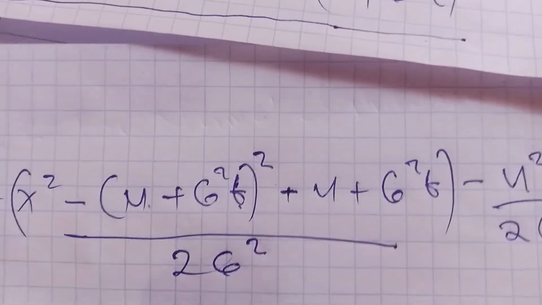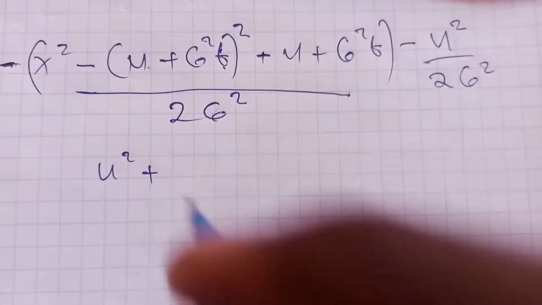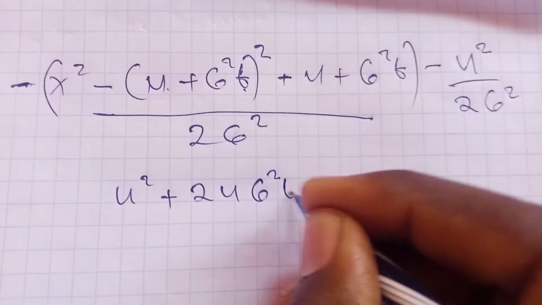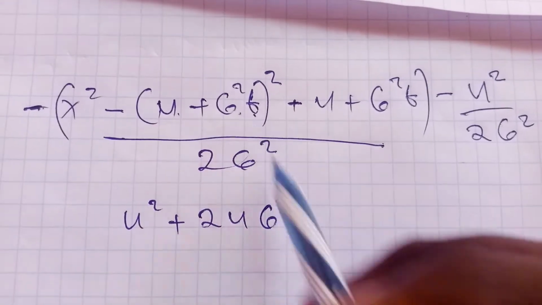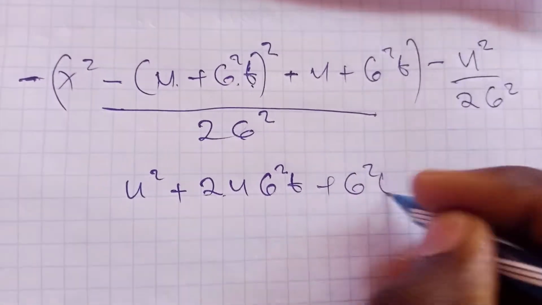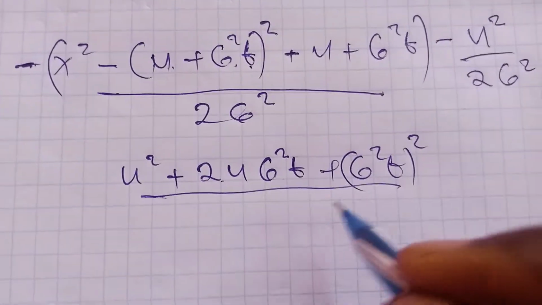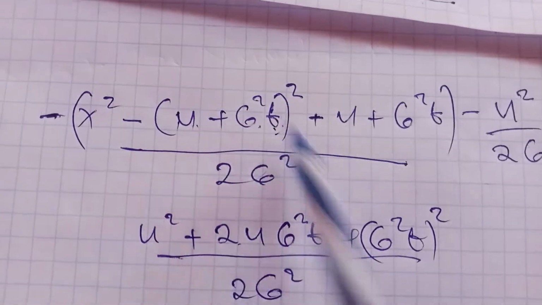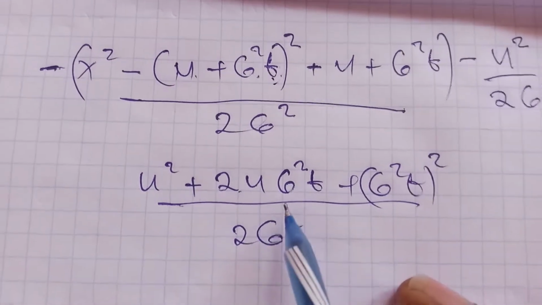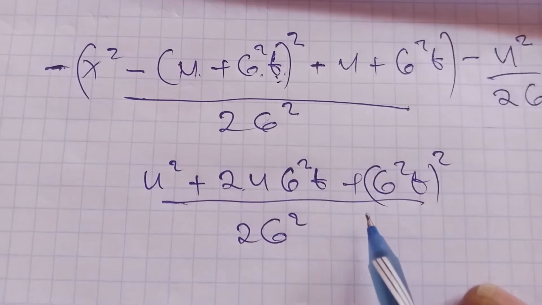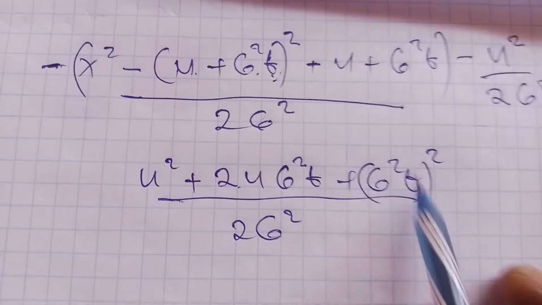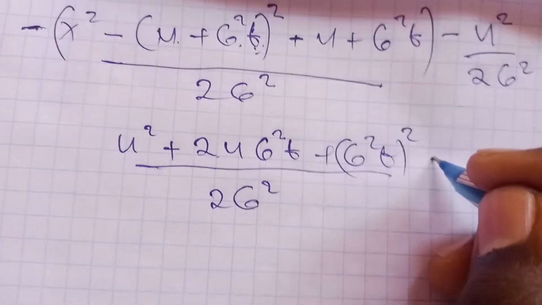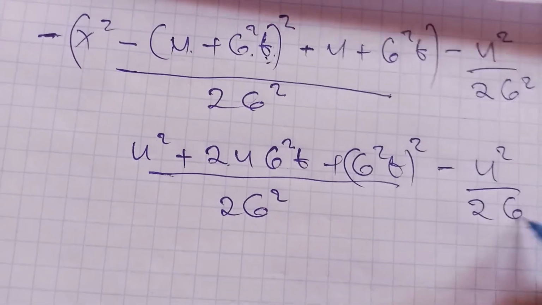I'm going to work out this. There will be u squared plus 2u sigma squared t, this times 2, then plus sigma squared t squared divided by 2 sigma squared. This, I'm going to open this. There will be u squared plus 2 mu sigma squared t plus sigma squared t, you square it, divided by 2 sigma squared, then minus u squared over 2 sigma squared.